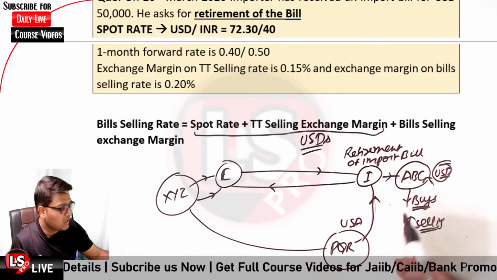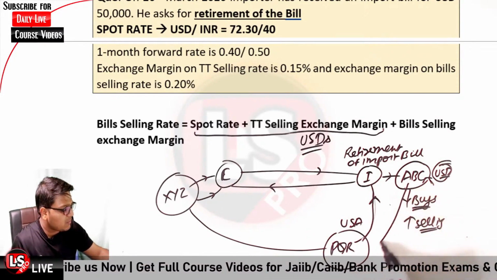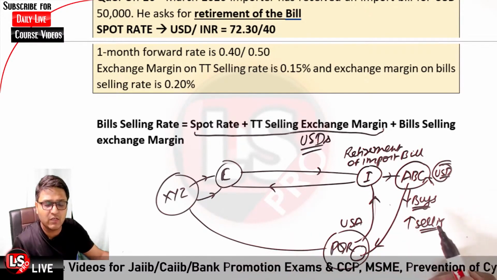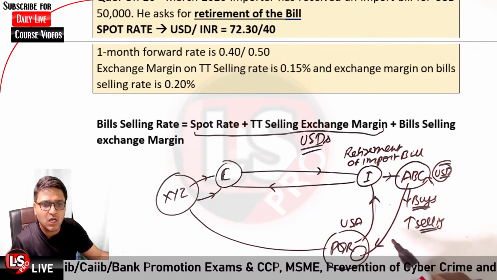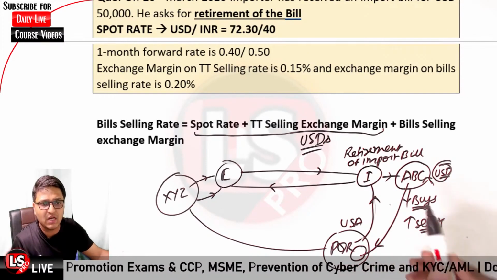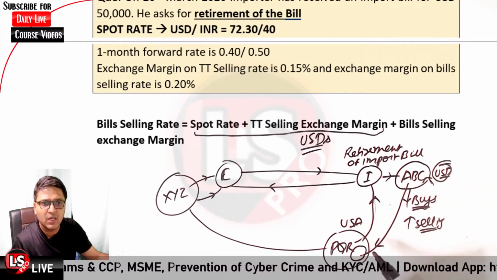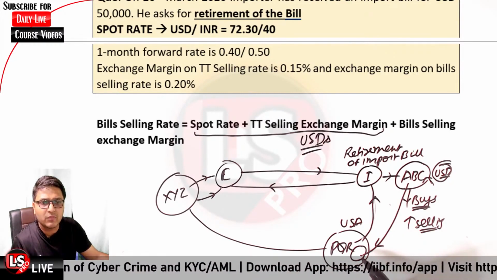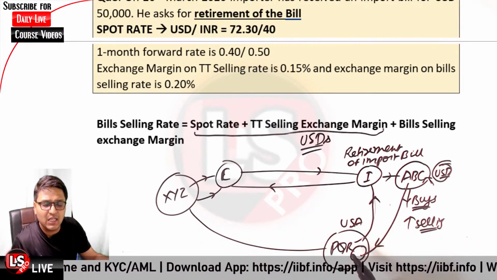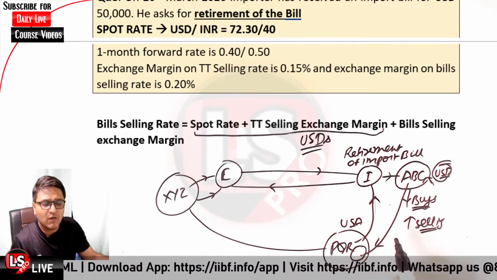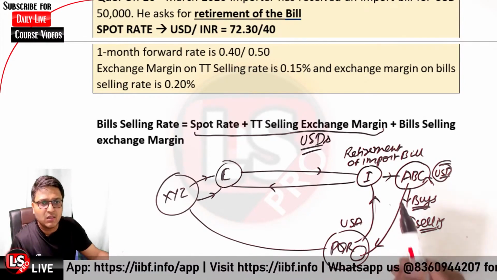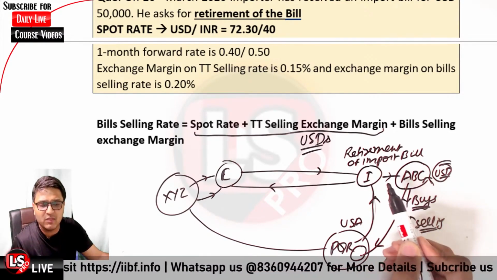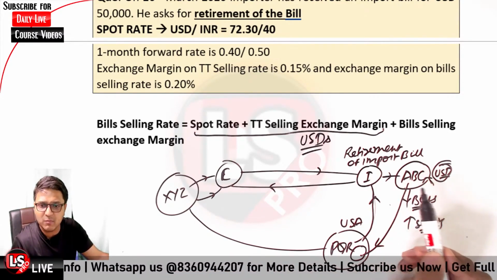Now after that, the amount will be credited to the nostro account of the bank PQR on behalf of the importer. ABC Bank will be crediting the amount to the nostro account of the XYZ bank, which it is maintaining with bank PQR. But after that, the importer will not be paying the amount simultaneously to the ABC Bank. So there will be some credit period involved.